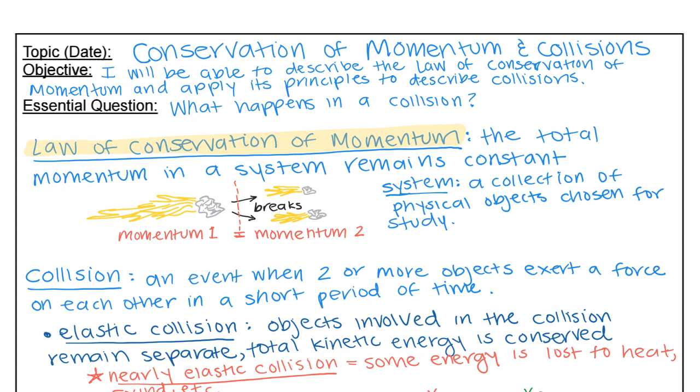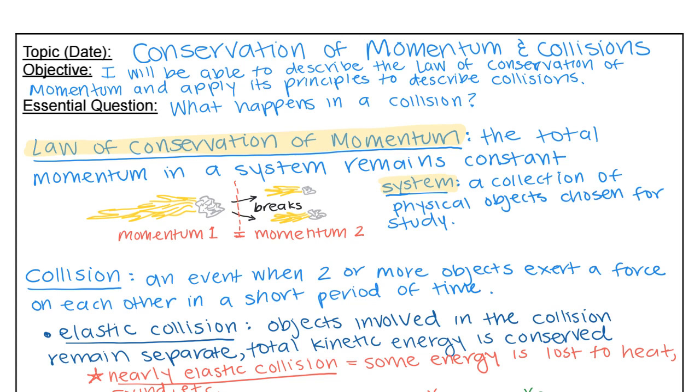Now, I do want to direct your attention to what a system is defined as. So a system is defined as a collection of physical objects chosen for study. So a system would include multiple scenarios, but we're really focusing on a couple of objects, a specific part of a universe at a given time to our study.